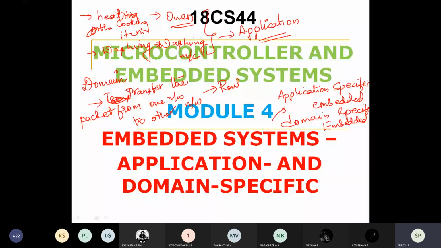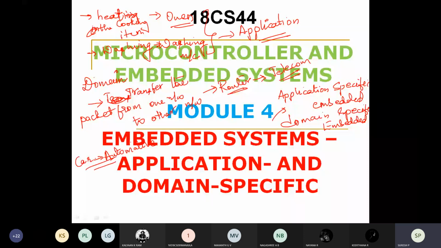So when you talk about the router, which domain does the router belong to? That particular router belongs to the telecom domain. Similarly, you are going to have the car, right? How the car is built and all, this is one of the examples for your automotive domain.